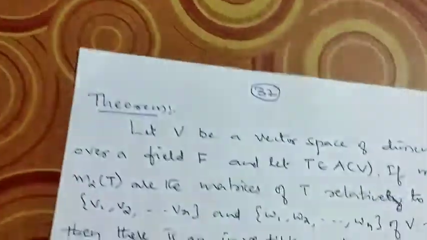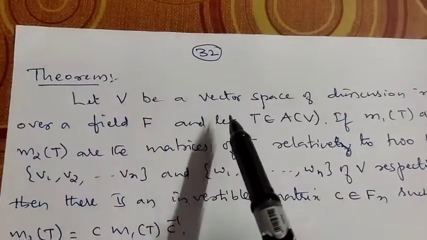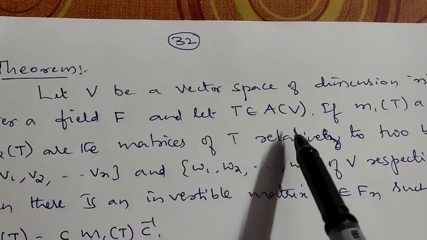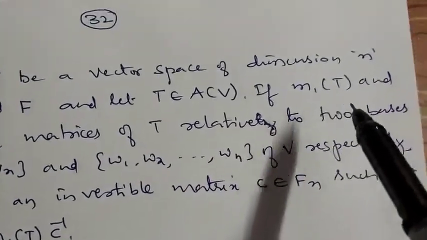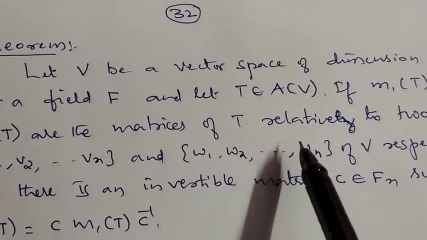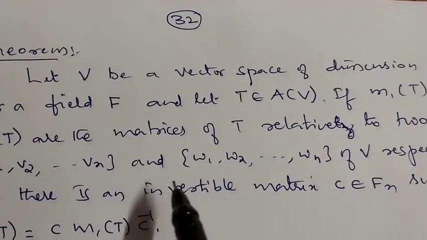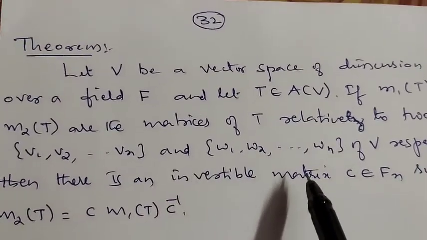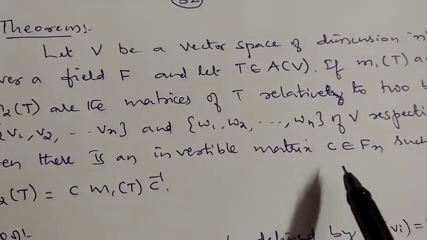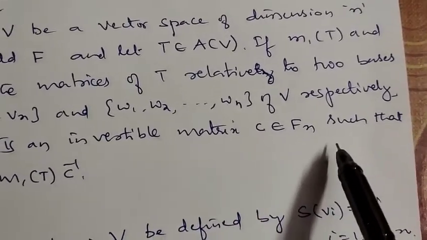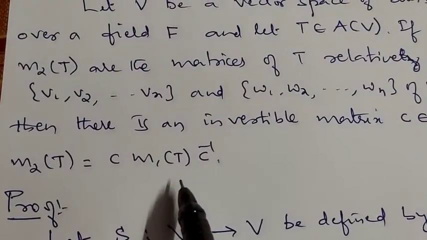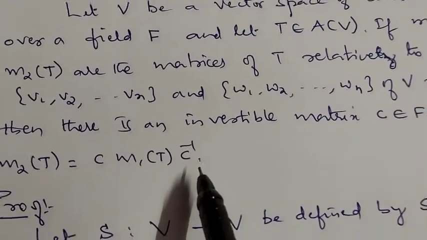Suppose V is a vector space of dimension n over a field F and let T belong to A(V). If M1 of T and M2 of T are the matrices of T relative to two sets of bases V1, V2, etc., Vn and W1, W2, etc., Wn of V respectively, then there is an invertible matrix C belonging to Fn such that M2 of T can be written as C into M1 of T into C inverse.